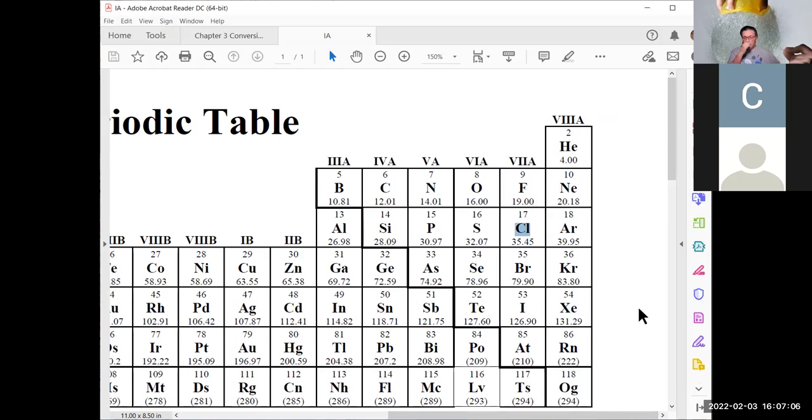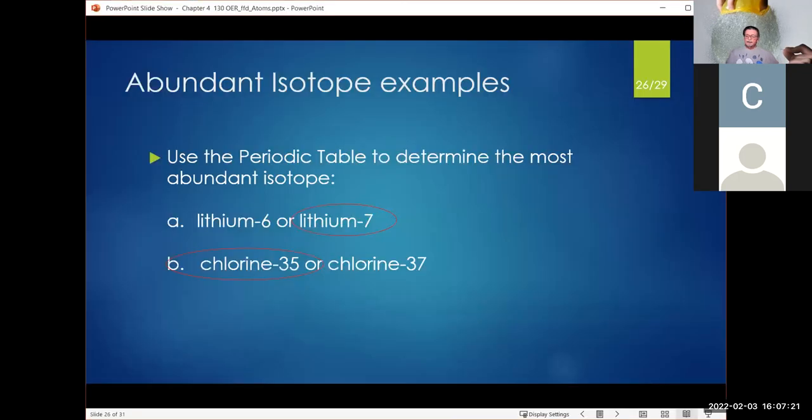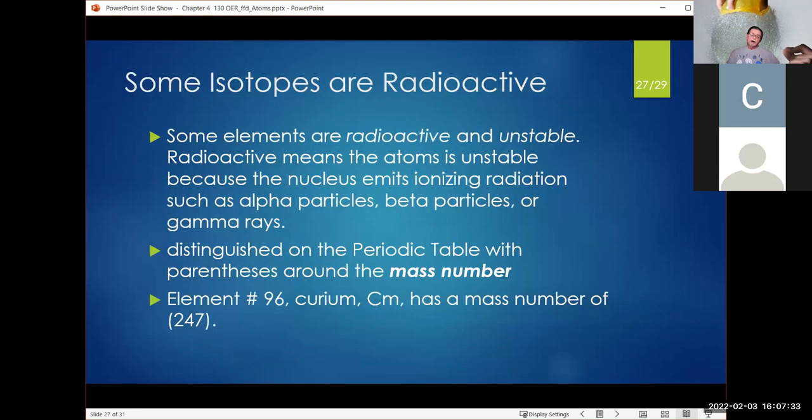Number 17. And round up that 35.45 to the nearest whole number, and that becomes chlorine-35, the most common isotope. Okay. Nothing had to be memorized. You just had to find the element on the periodic table to answer this question, which is the most abundant isotope. A lot of the elements are radioactive and very unstable.